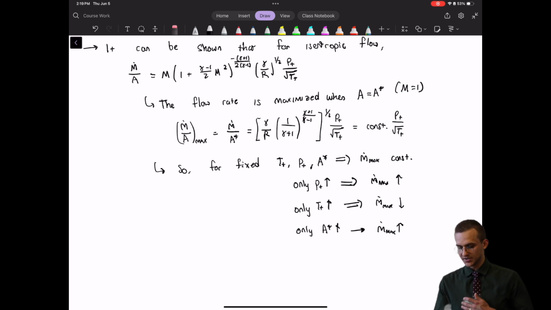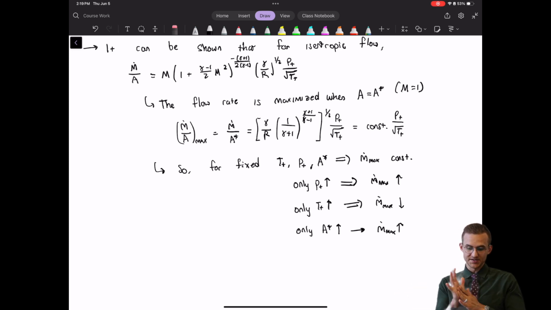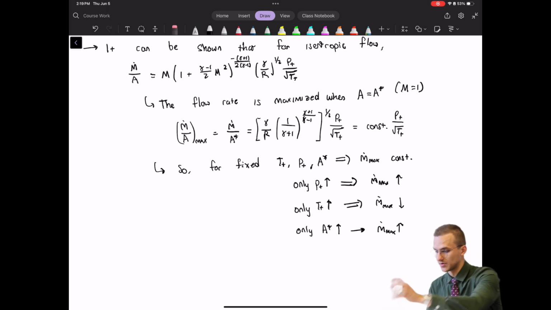And these are actually pretty intuitive. For example, if the sonic area is going up, that means the cross-sectional area of the throat that the flow is going through at this choke condition is just bigger. So of course the mass flow rate is going to be larger, right? And if the pressure is going up, that's analogous to driving a bigger density, more flow being pushed through, whereas temperature going up makes the gas more diffuse, and therefore lower density, and that's why the mass flow rate might go down. Okay, so they're kind of intuitive to work through.